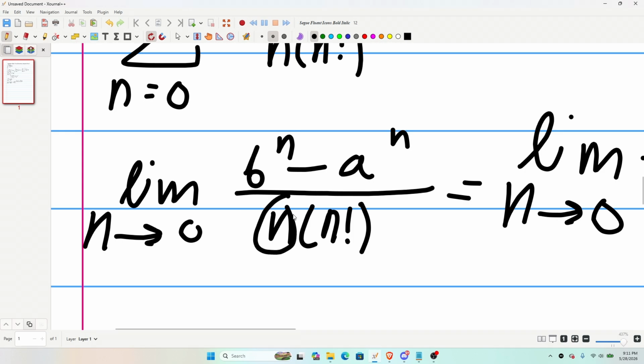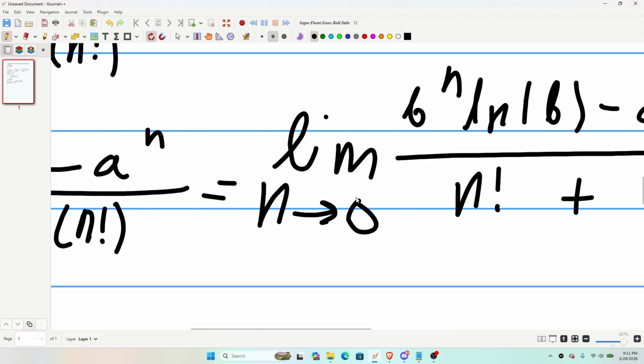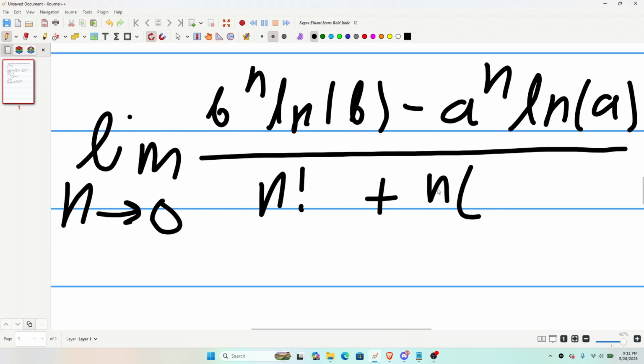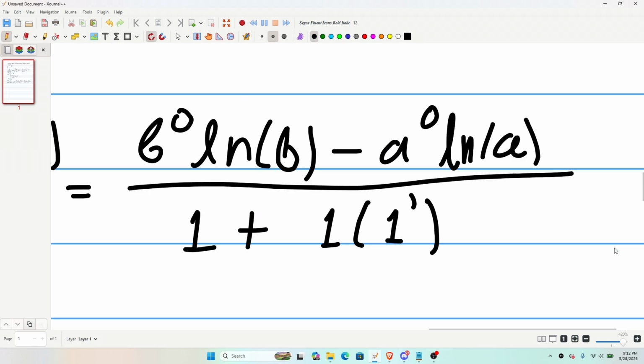The derivative of n is 1, so this becomes n factorial, and then you're going to add n times the derivative of n factorial, which is gamma prime of n plus 1, but we don't have to worry about that. We'll just call it n factorial prime. And now we can input 0. So this is equal to b to the 0 ln b minus a to the 0 ln a over 1 plus 1 times 1 prime.